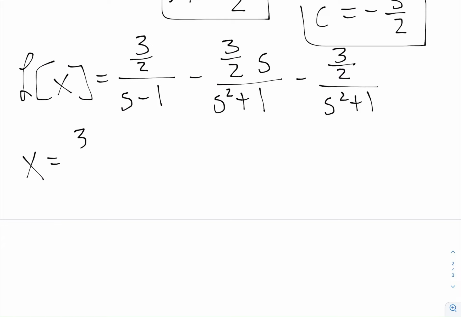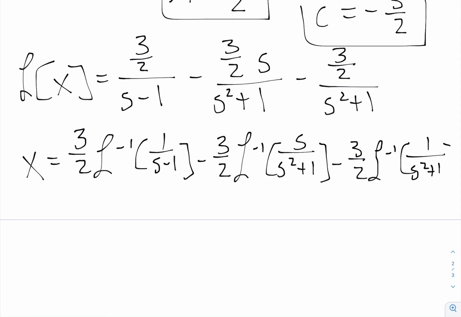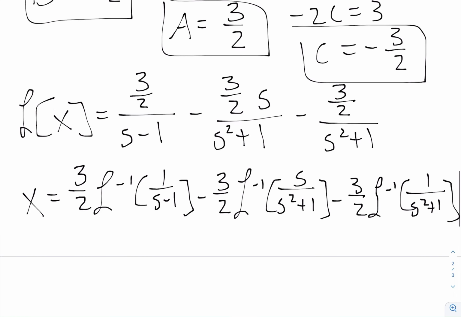So x will be 3 over 2 times the inverse Laplace of 1 over s minus 1, minus 3 over 2 inverse Laplace of s over s squared plus 1, minus 3 over 2 inverse Laplace of 1 over s squared plus 1. Okay, so we got a bunch of 3 over 2s going on here, some inverse Laplace transforms. Now let's use our table.